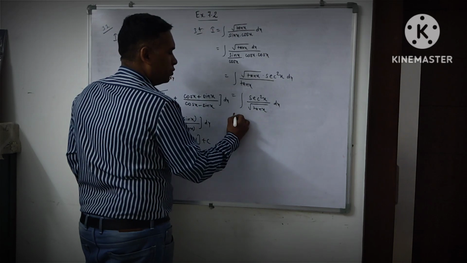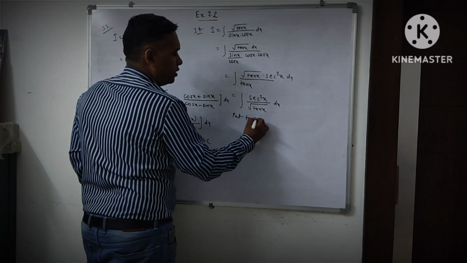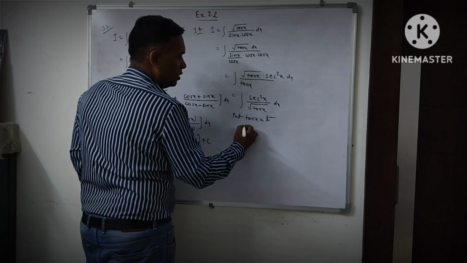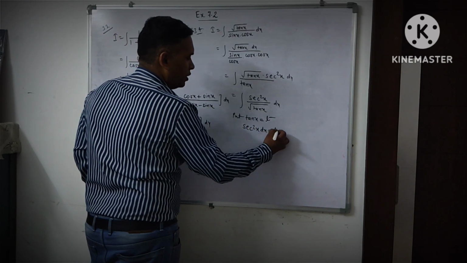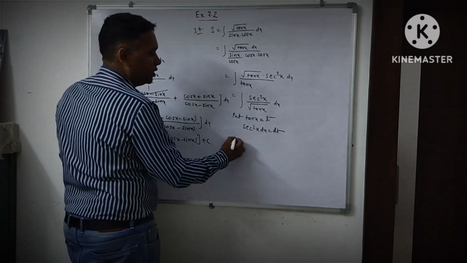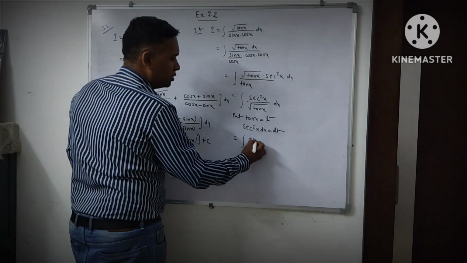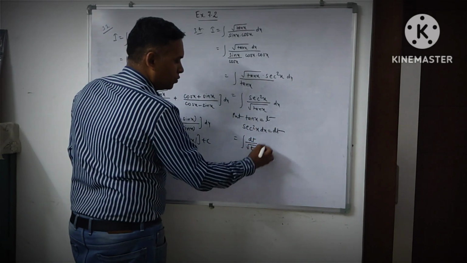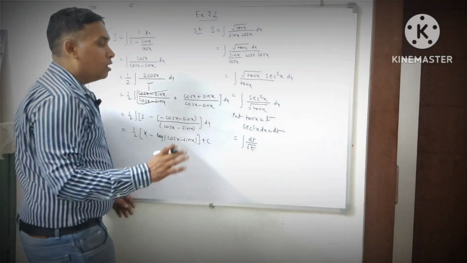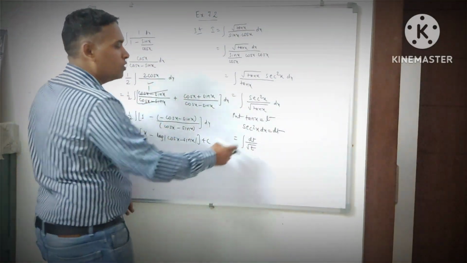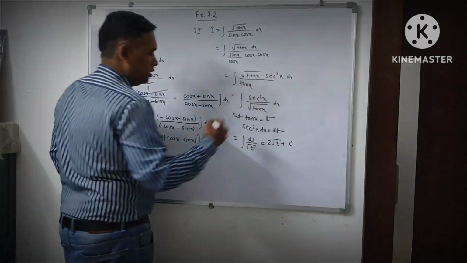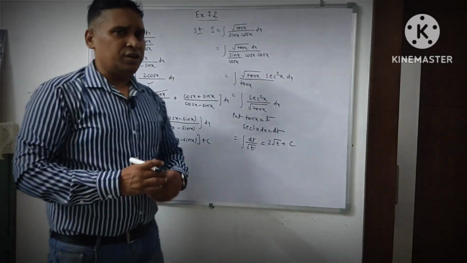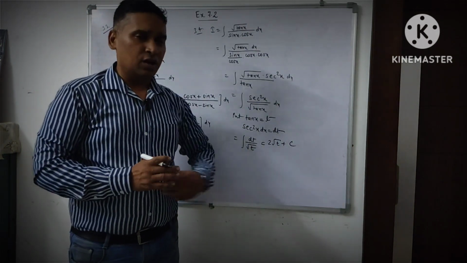Done. Now put tan x is equal to t. Its differentiation would be sec square x dx is equal to dt. So it would be dt upon root t. Got it? Now Ravi sir's formula, 1 by root t, that is 2 root t plus c. So after replacing the value of t, we'll get the answer.